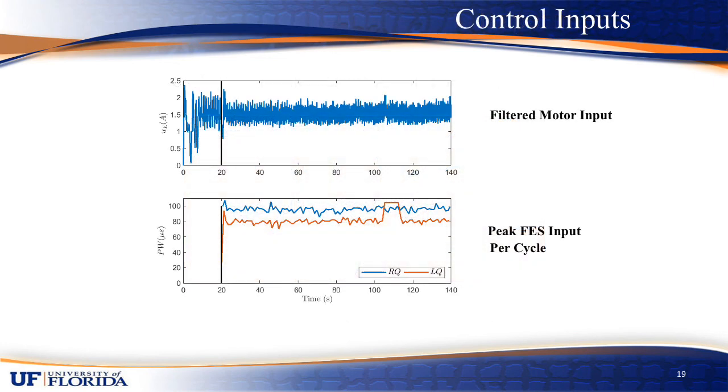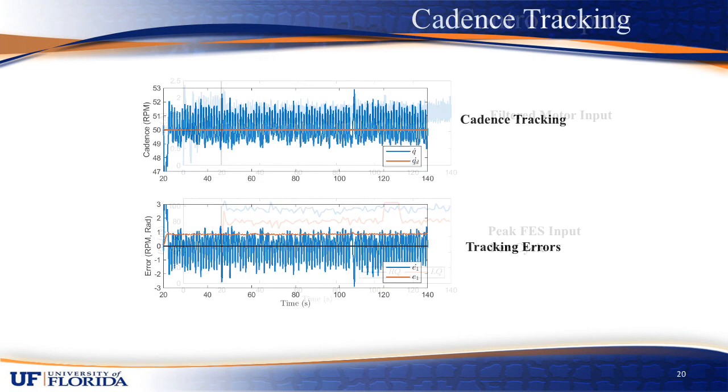The shown figure and the subsequent figures are from the experiment when the time-varying estimate of the delay was utilized. Recall that the designed control system was implemented at time equals 20 seconds. The motor input is shown in the top plot, and the FES inputs are shown in the bottom plot. Note for safety, the left quadricep had a pulse width saturation of 105 microseconds.